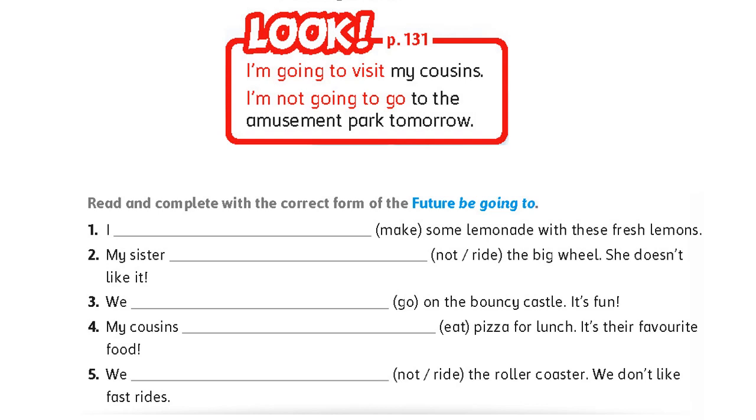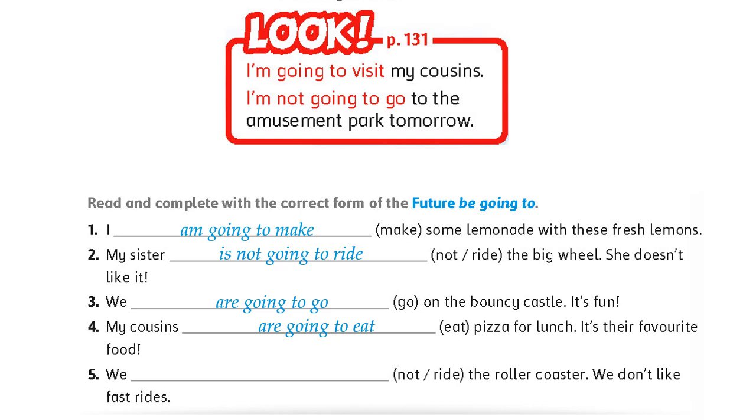Number one, I make. So it will be I am going to make some lemonade with these fresh lemons. Number two, my sister is not going to ride the big wheel. She doesn't like it. Three, we are going to go on the bouncy castle. It's fun. Four, my cousins. They are many. So is or are, of course, my cousins are going to eat pizza for lunch, it's their favorite food.